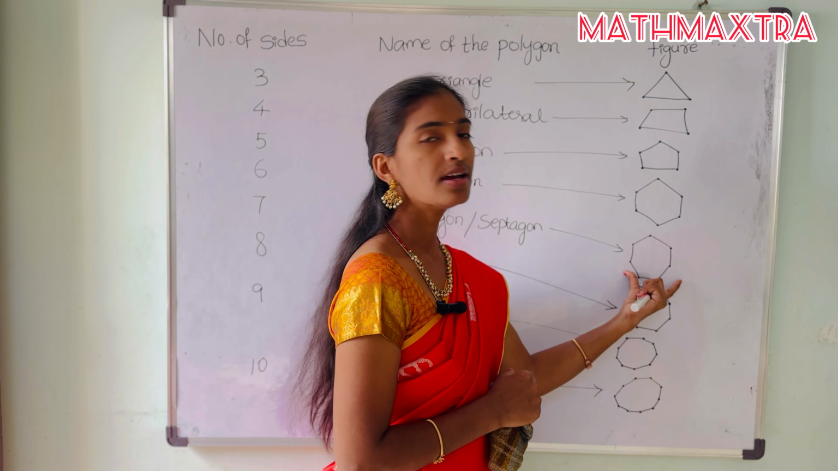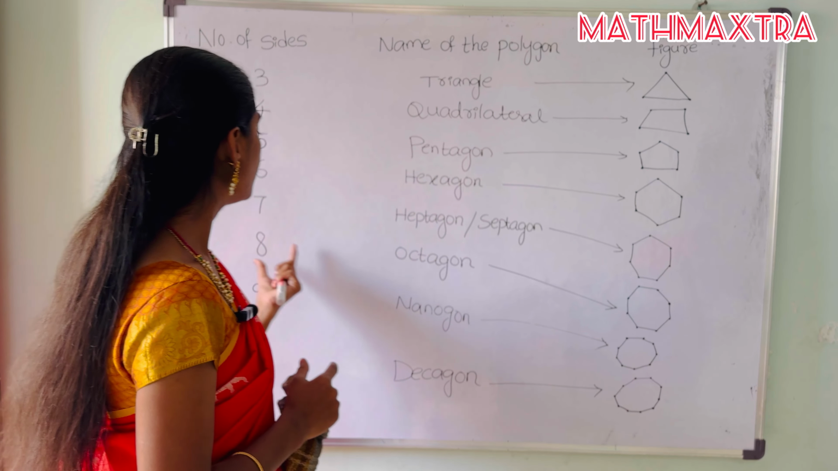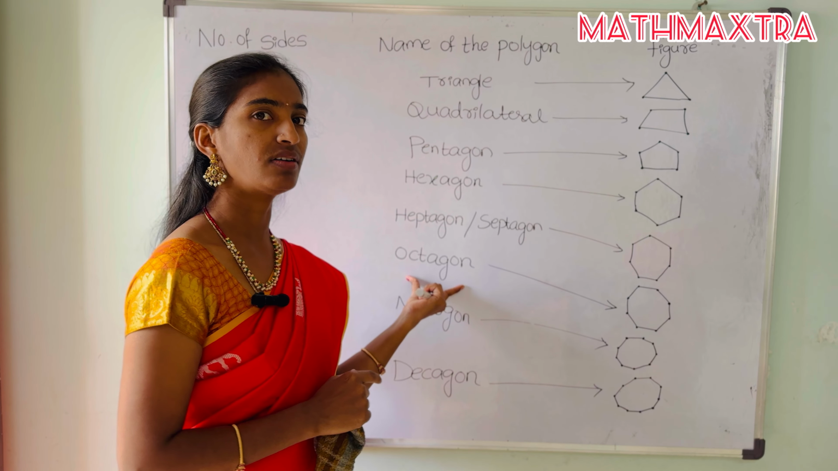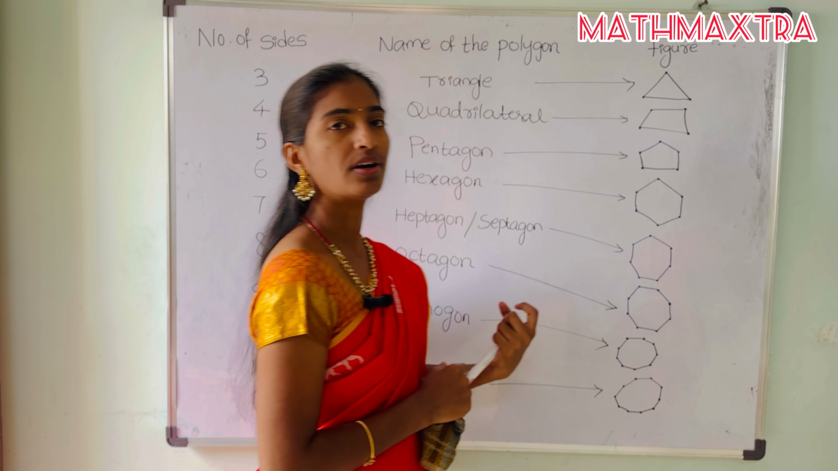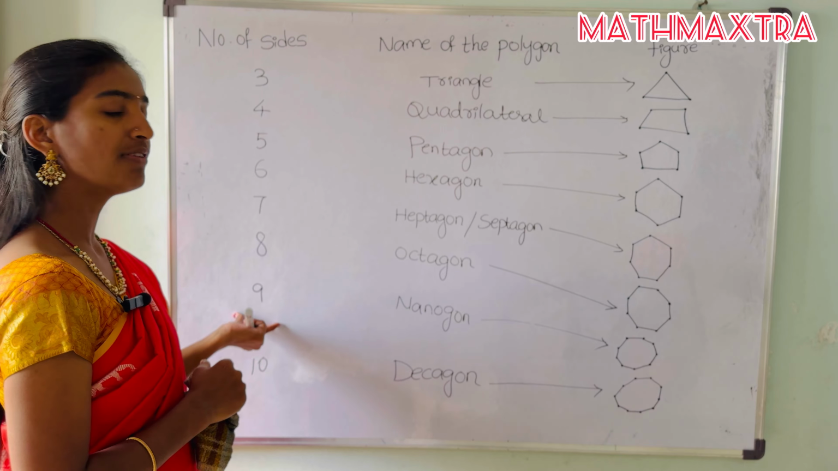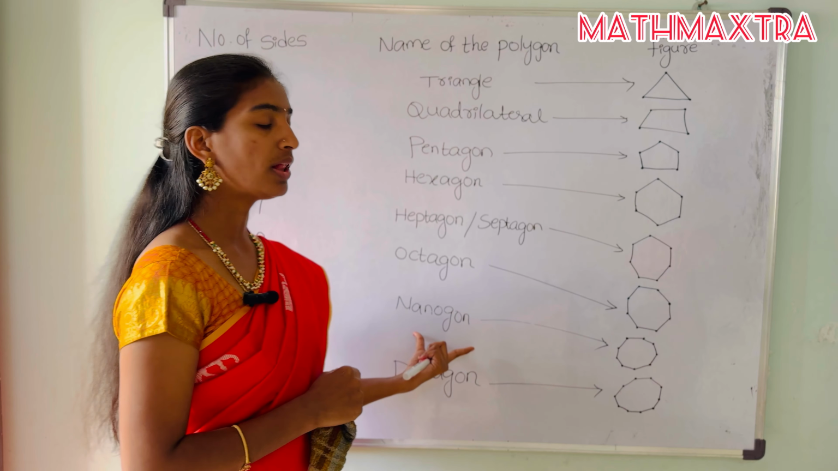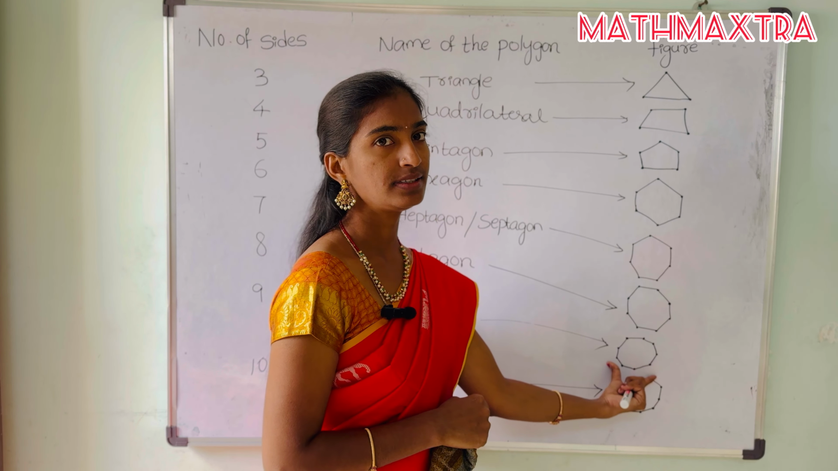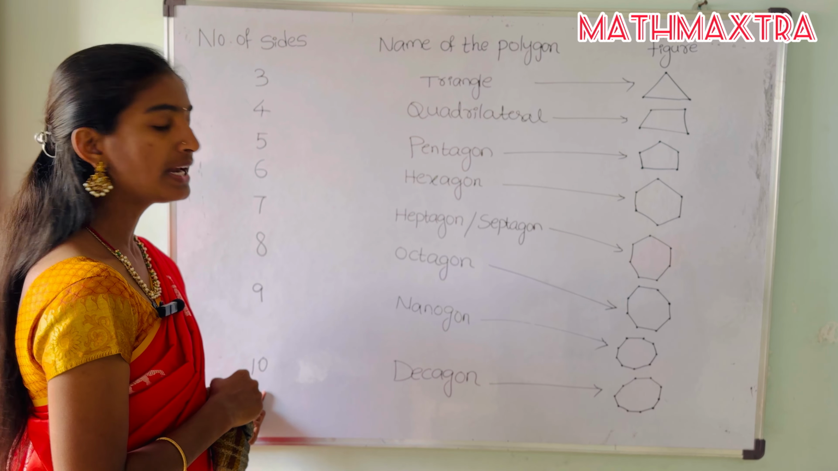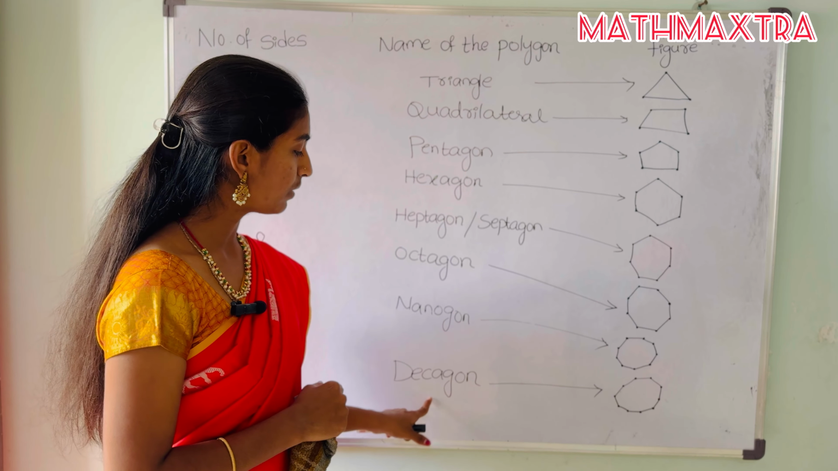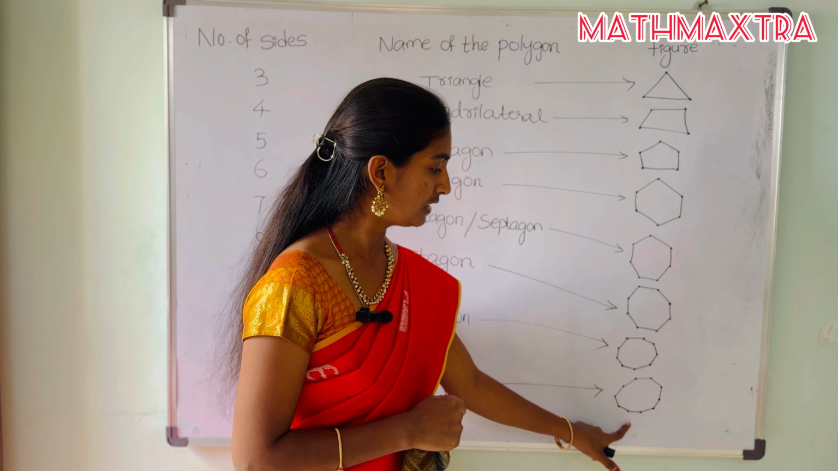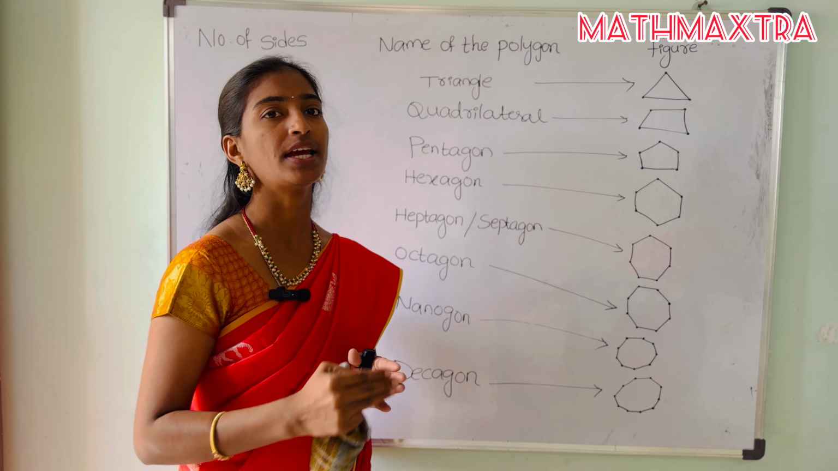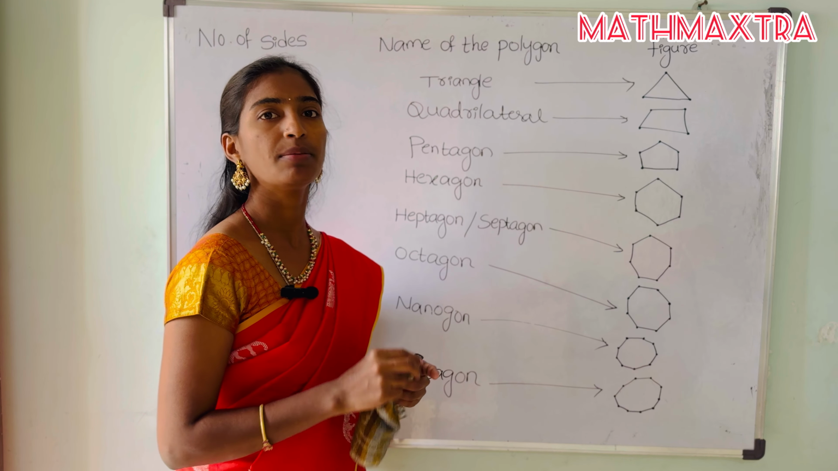So this is the heptagon. Okay. And if we have eight sides, then we call that polygon an octagon. Yes, this is an octagon. And if we have nine sides, then we call that polygon a nonagon, which looks like this. Yes, and if we have ten sides, then we call that polygon a decagon. See, it looks like this. Yes, if we keep on increasing the number of sides, we name them according to the number of sides.